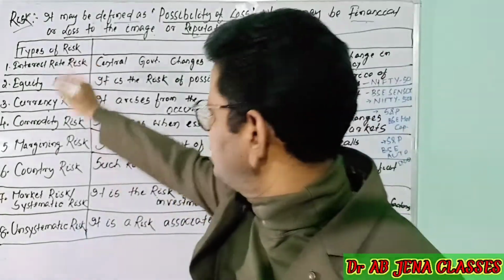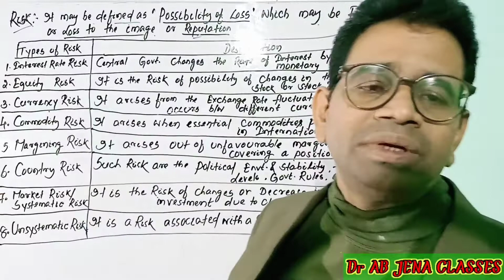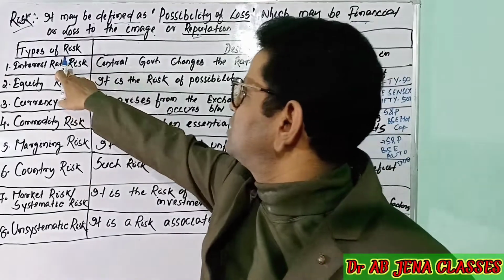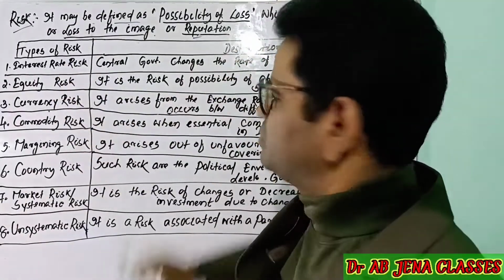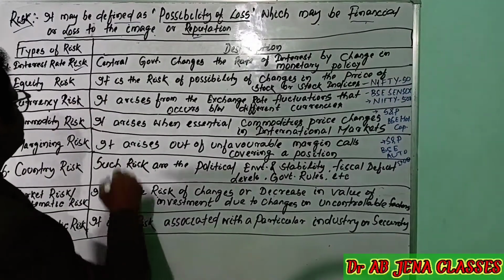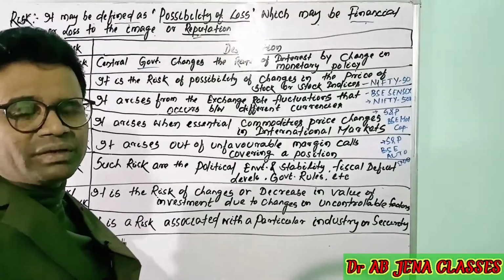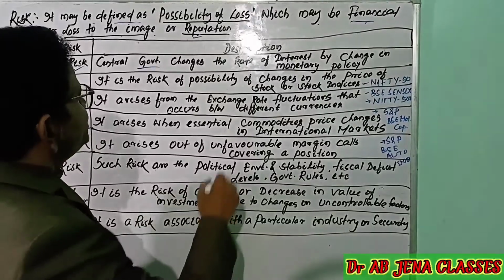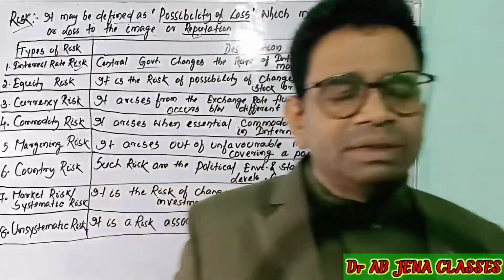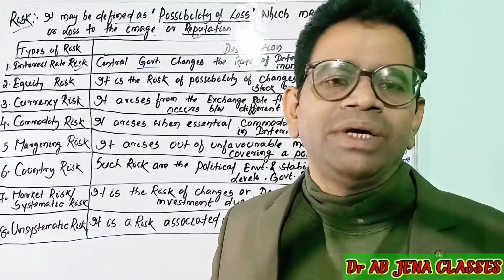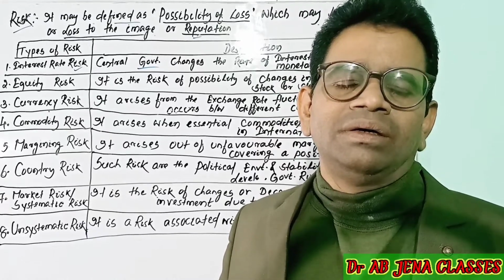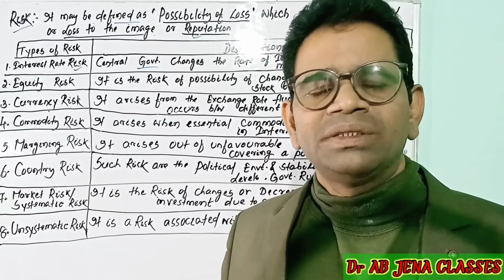There are 8 types of risks, and we will discuss their causes in detail in another video. The first one is interest rate risk. The central government of a country changes the rate of interest by changing the monetary policy. Just 2 days before, the RBI announced a basis point change, so after that the interest rate on various types of loans is higher.